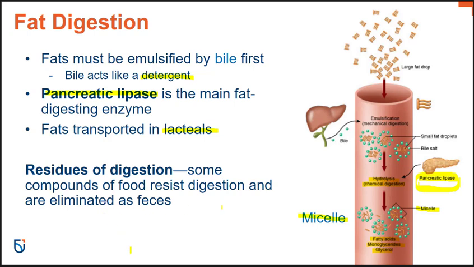The final point on this slide is that certain components of food resist digestion, and so they're eliminated from the intestine in the form of feces, and this is called the residues of digestion. If we lack enzymes to digest something, then it will pass through undigested. Cellulose is a great example. It's a type of dietary fiber, but there are other substances as well that make up our feces that resist digestion.